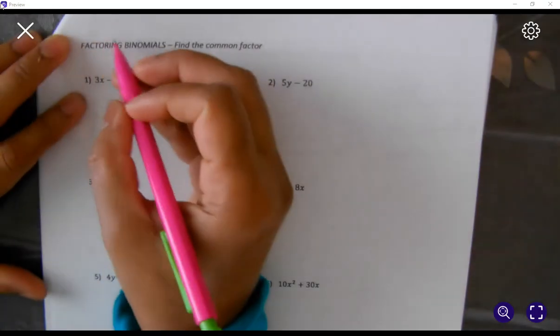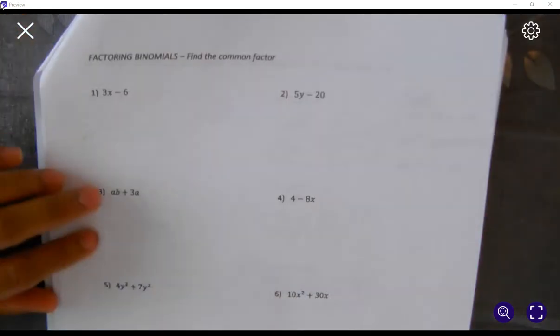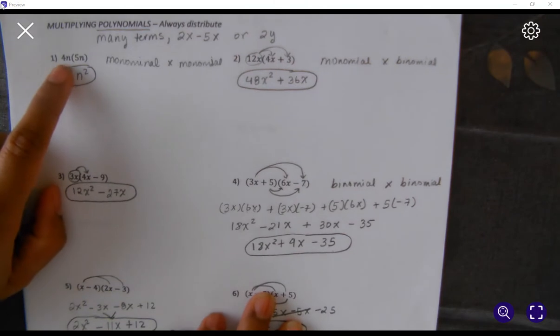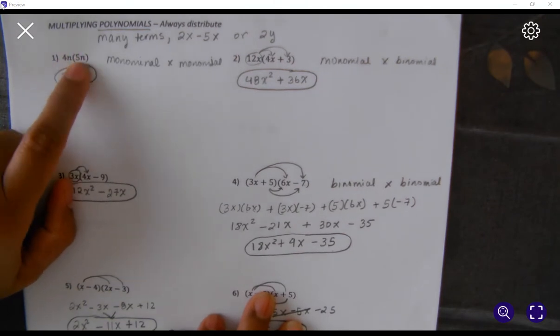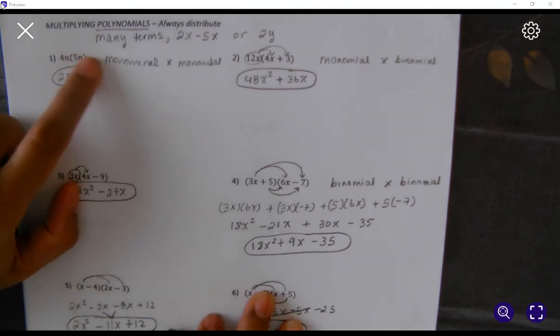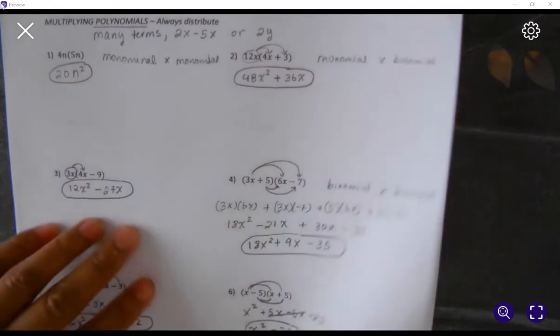So when we are factoring, basically we're going backwards, okay? So in page 1 we multiplied, okay? And now we're going to unmultiply. We're going to go backwards, okay? We're going to factor it out.